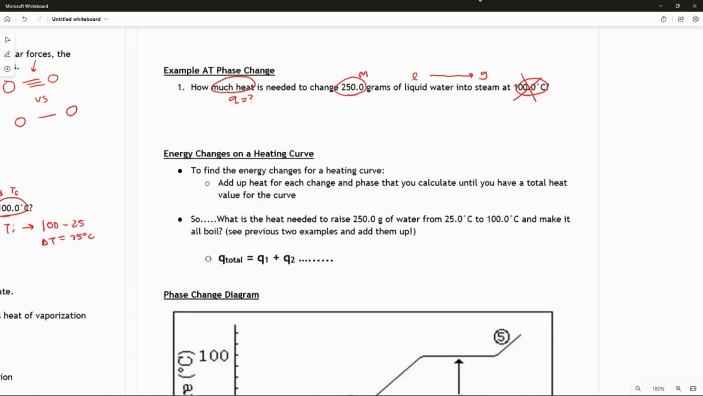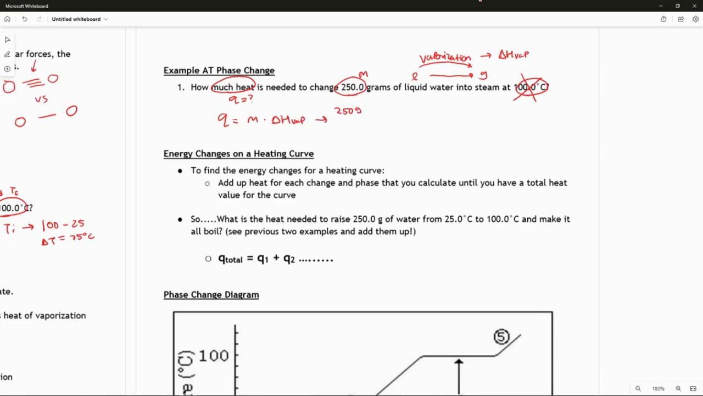We have m, and we need to know delta H. We're going from a liquid to a gas, which is vaporization. Therefore, we're going to use the value of delta H VAP. All right, we can set our equation up. New equation, m times delta H VAP is going to be solved. The equation is different. We're going to have to solve in a different way. We need to solve using dimensional analysis.